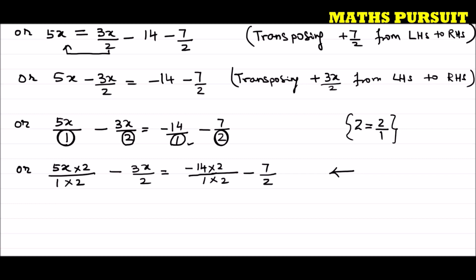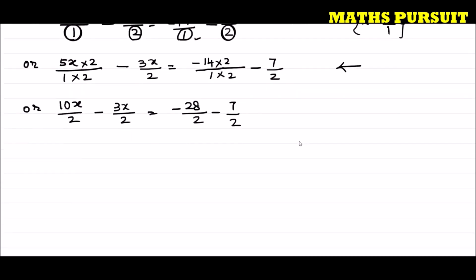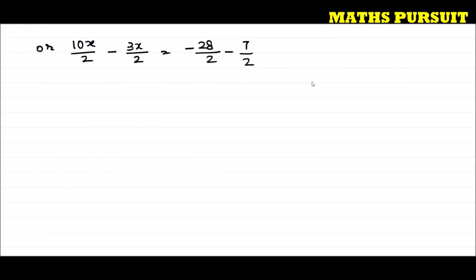I am making the denominator the same. Or I can write 10x divided by 2 minus 3x divided by 2 is equal to minus 28 divided by 2 minus 7 divided by 2. So you could see that we got all the denominators as 2 on both the sides. On the left hand side the denominators are 2 and on the right hand side the denominators are 2. So the LCM is 2 and we can easily solve this type of equations now.